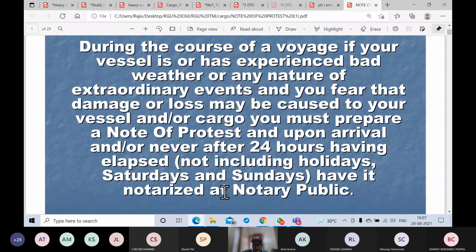So this is done before you actually start discharge. This is done before you start discharge. Once the discharge is started, this loses importance because then nobody is sure whether this has been damaged during the voyage or what. So you do this on arrival within 24 hours.